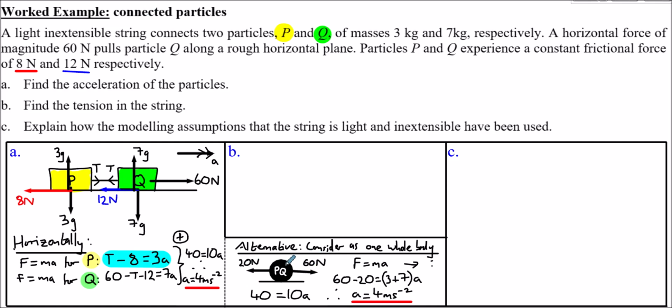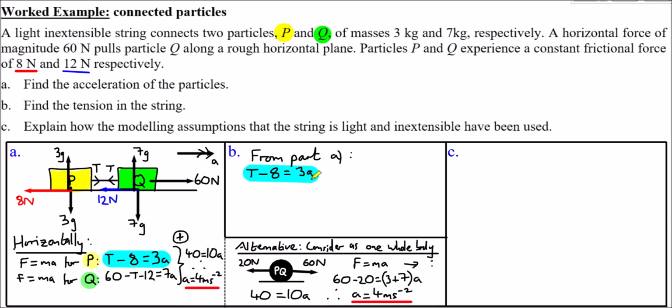So now you may have noticed that this T minus 8 equals 3a became highlighted. Now this is for part B. So part B asks us to find the tension in the string. So on part B, we can link back to part A. So from part A, we got here that T minus 8 equals 3a. So although doing it this way happened to be a bit longer and took quite a bit of work, it's actually useful now because we've got some forces involving the tension, which we can now use.